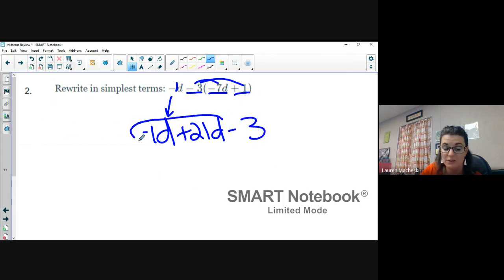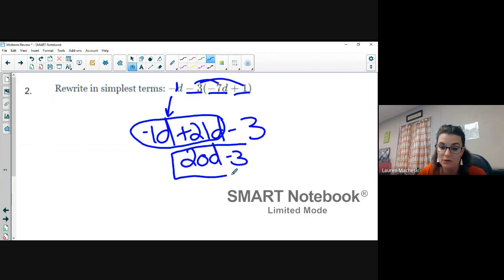And again, I have like terms right here. There's no equal sign, so they're on the same side. So you do what it says. -1 plus 21 is 20D minus 3. You cannot go any further because they are not like terms. So that is your answer. Remember, make sure you wrote down number 2. You wrote down the question. If you need to pause it, then pause it, and then do the problem with me as you write it down.